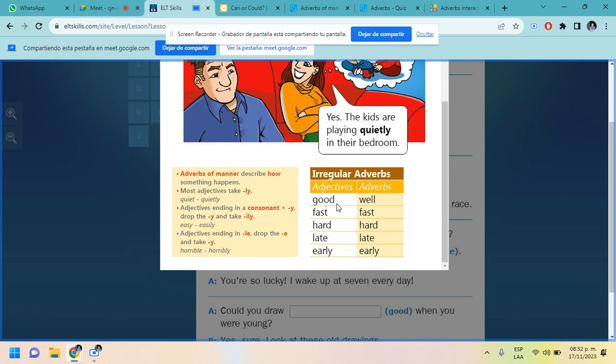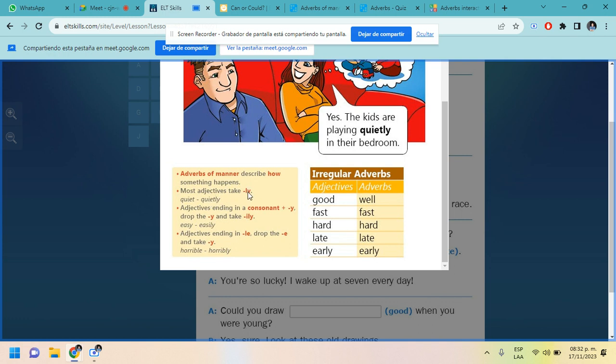Okay, en castellano sería así, mira. Bueno, bien. Rápido, rápidamente. Difícil, difícilmente. Tarde, tardemente. Temprano, tempranamente. That is in Spanish. ¿Cómo se cambia de los adjetivos? Salen los adverbios. Pero en algunos no pasa nada, sigue siendo fast, fast. Hard, hard. Algunos no cambian para nada, pero otros sí. Good, well. Quiet, quietly. Easy, easily. Horrible, horribly. ¿Sí?